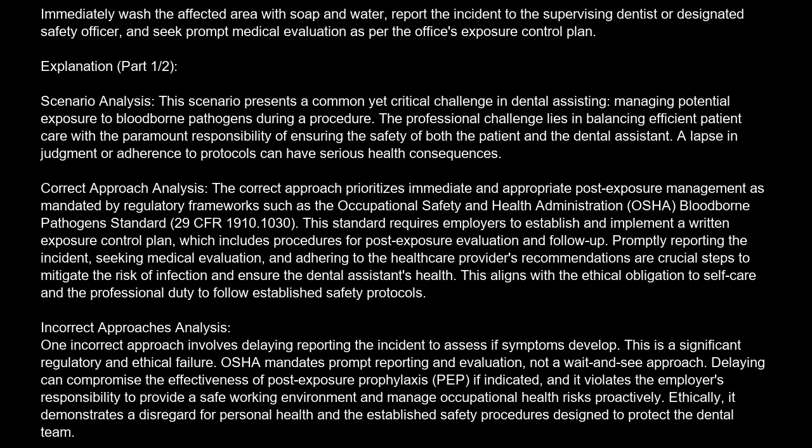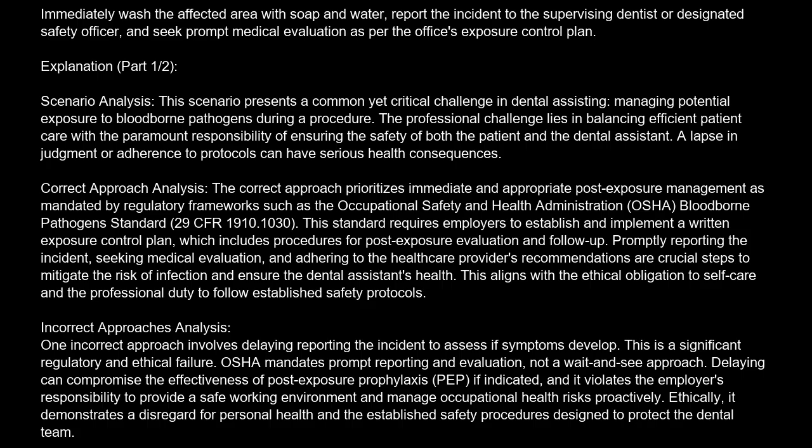Correct approach analysis. The correct approach prioritizes immediate and appropriate post-exposure management as mandated by regulatory frameworks such as the Occupational Safety and Health Administration (OSHA) Bloodborne Pathogen Standard, 29 CFR 1910.1030. This standard requires employers to establish and implement a written exposure control plan, which includes procedures for post-exposure evaluation and follow-up. Promptly reporting the incident, seeking medical evaluation, and adhering to the healthcare provider's recommendations are crucial steps to mitigate the risk of infection and ensure the dental assistant's health.